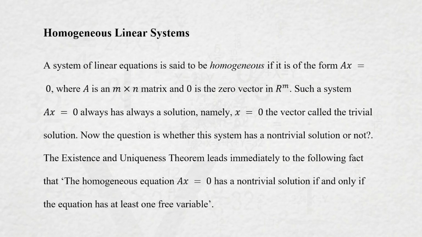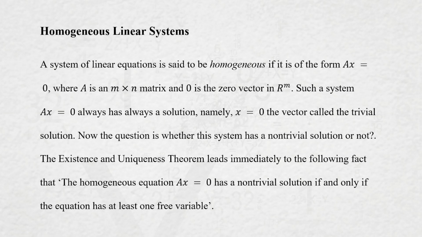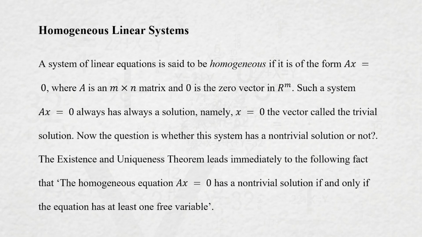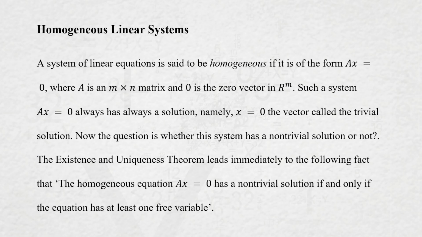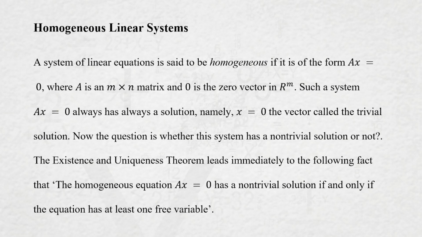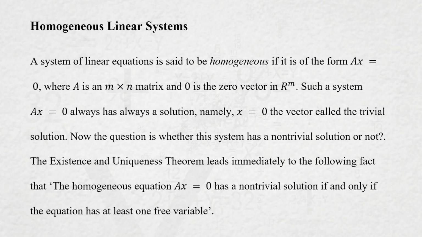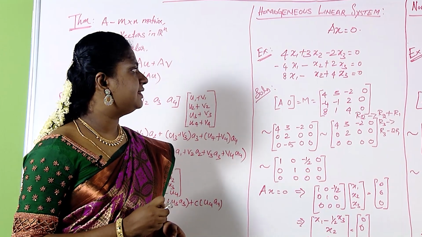So, the existence and uniqueness theorem leads immediately to the following fact: the homogeneous equation Ax = 0 has a non-trivial solution if and only if the equation has at least one free variable. We shall see an example now. This is just an example.